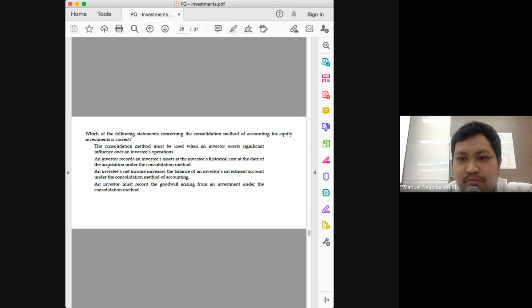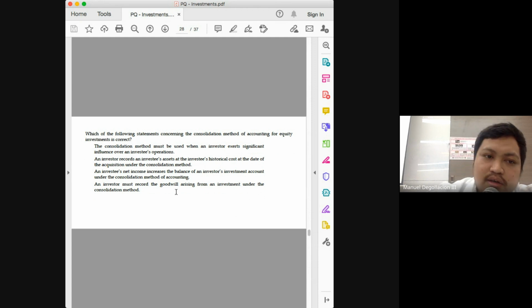Next, which of the following statements concerning the consolidation method is correct? Here is letter D. An investor must record the goodwill arising from an investment under the consolidation method. A is wrong. Significant influence should be control. B is wrong. It's not historical cost. It should be fair value.